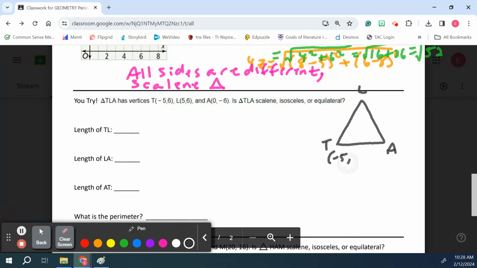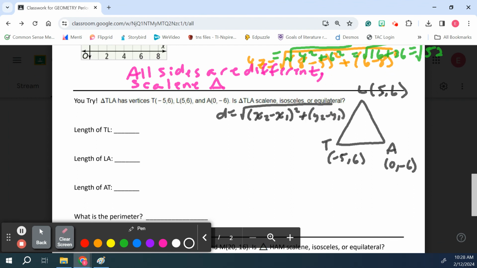So this will be -5, 6. L would be 5, 6. And A would be 0, -6. I want you guys to find the distance of each of these sides. All right, and then we'll talk about what kind of triangle it is. Go ahead. Oh, and just so you have it, remember distance is equal to the square root of x2 minus x1 squared plus y2 minus y1 squared.